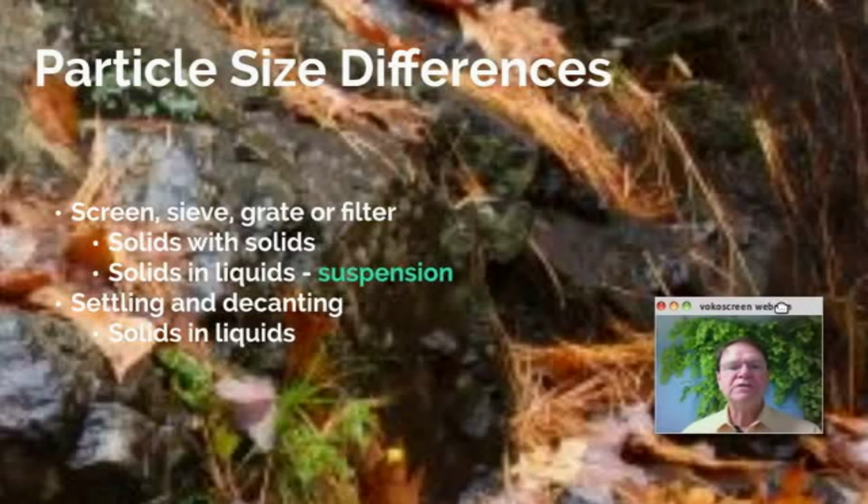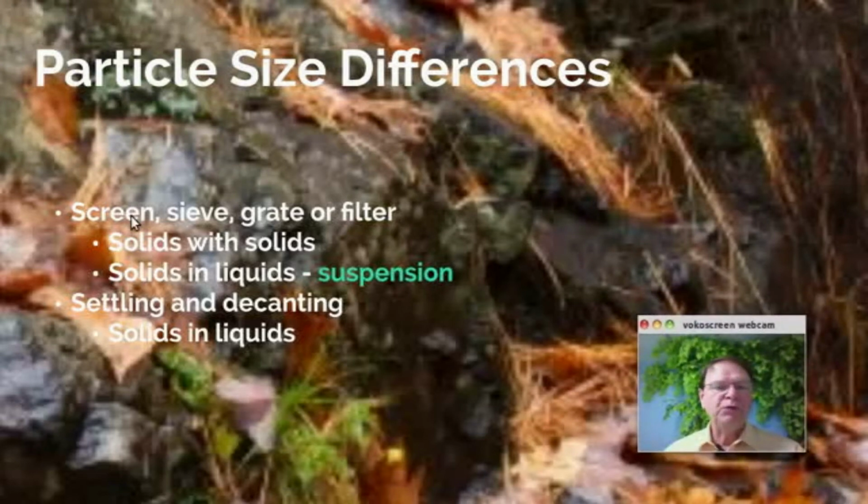First off, differences in particle size. So if you have different particle size materials, they can be separated by a screen, a sieve, a grate, a filter, very easily. Solids being mixed in with other solids, solids being mixed in with other liquids, which we call a suspension. Materials that are going to settle out can therefore, over a period of time, settle down, and then you can draw off by means of a siphon the liquid part of that mixture, which we call decanting. And that works very well.